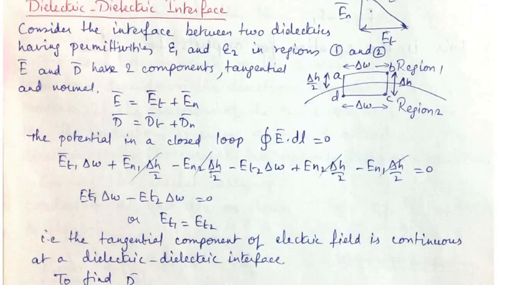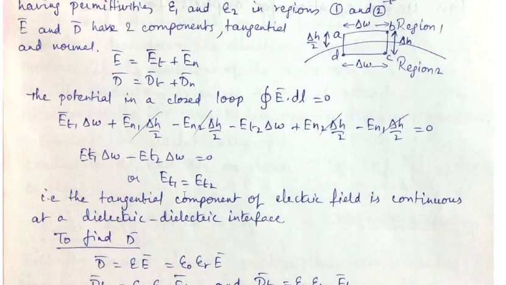And minus En2 delta h by 2 and plus En2 delta h by 2. So these four terms get cancelled. So these are the terms left. Et1 delta w minus Et2 delta w is equal to 0. So from this equation we get Et1 is equal to Et2. So from this equation we can conclude that the tangential component of electric field is same or continuous at a dielectric interface.